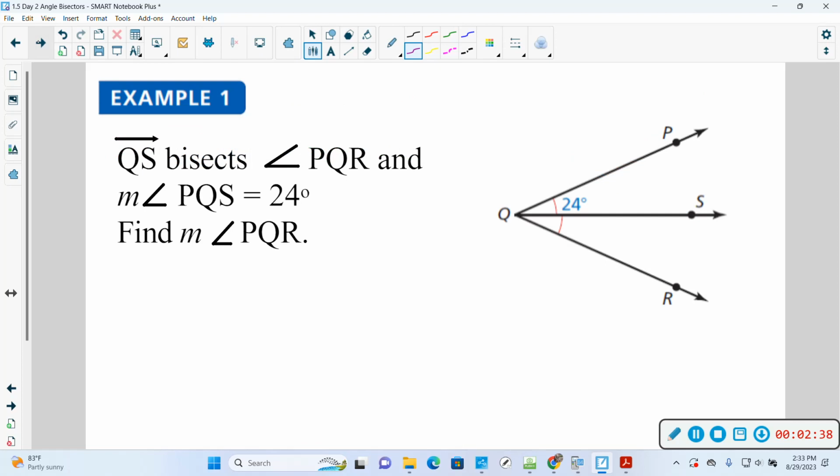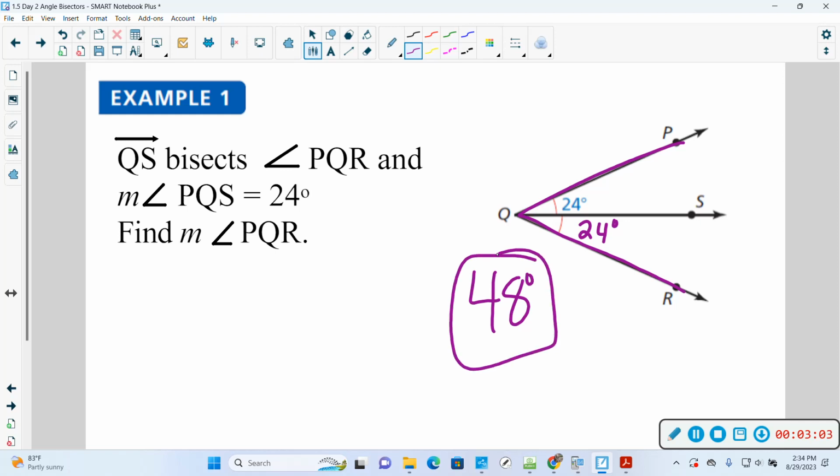So today we're going to have angle bisectors, cuts in half. Ray QS bisects angle PQR, and they have it labeled PQS is 24. So I know this one then is also 24. Just going to do a little copy job on that one. It wants us to find angle PQR. Well, I don't even think we need work for this. What's the whole angle? 48. So, no work necessary, okay?